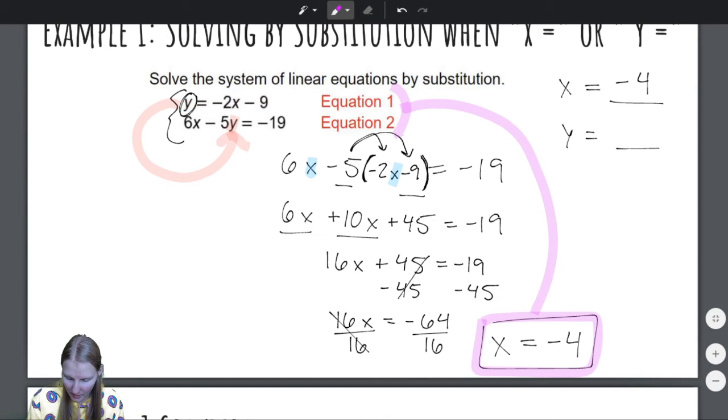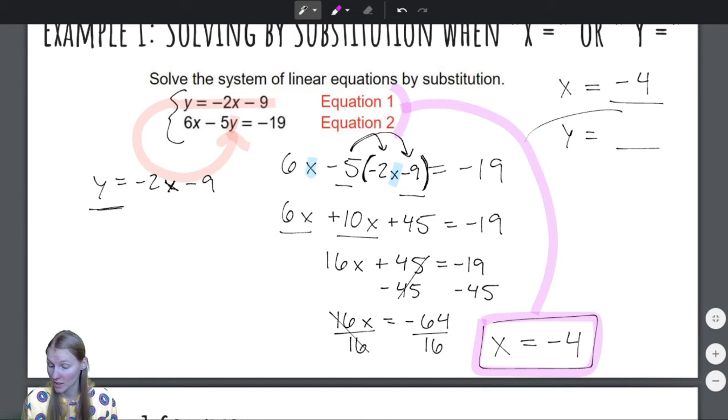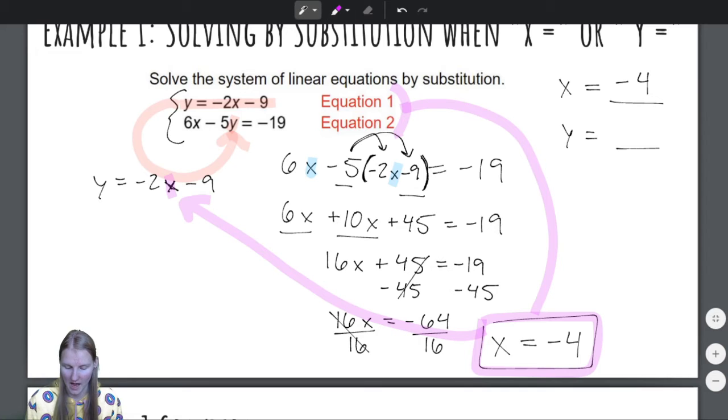So let's clean this up a little bit. Oops, too much. There we go. So notice that when I look at these two equations, one of them already has y equals. Y equals negative 2x minus 9. So I already have y equals, and I want to know what y equals. So let's take x equals negative 4, and let's put it in for x. So we're taking the -4 and we're putting it in for x.